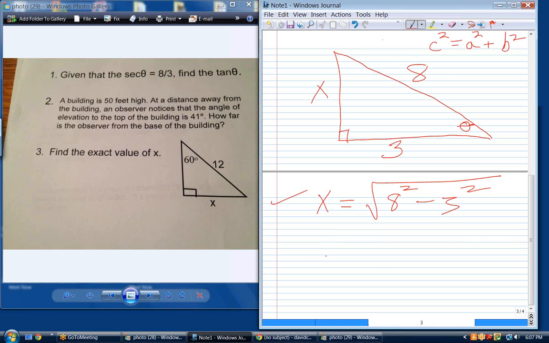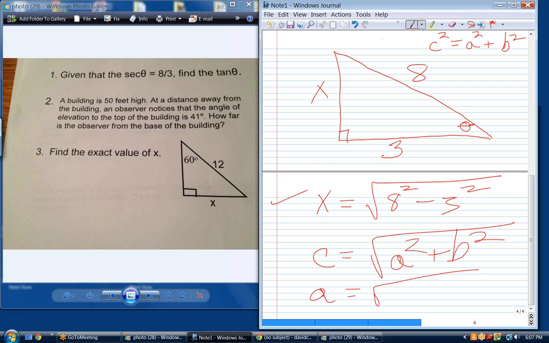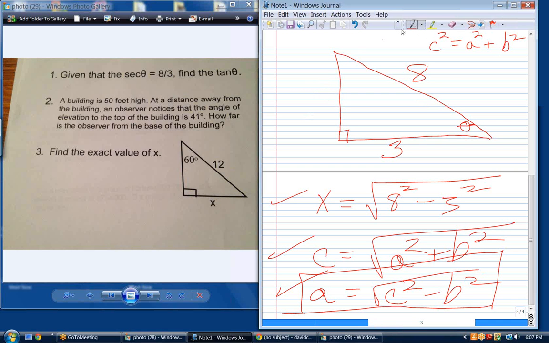You want to know that C is the square root of A squared plus B squared, and you want to know that A or B is the square root of C squared minus the other side squared. So these two right here you want to kind of memorize, so that when you're given a right triangle like this, you can immediately go directly into this formula. Okay. So it's the square root of 8 squared minus 3 squared. That's 64 minus 9. It's the square root of 75. Excuse me, 64 minus 9 is 55.